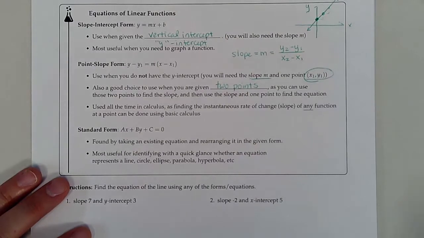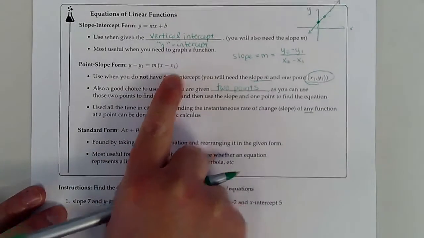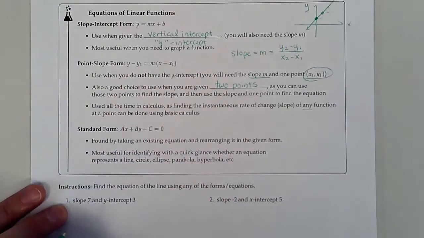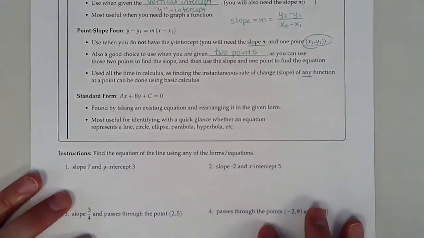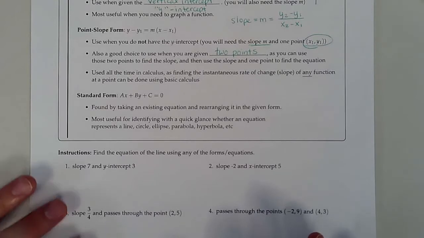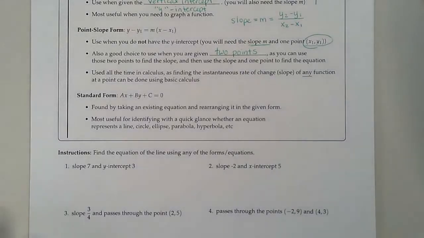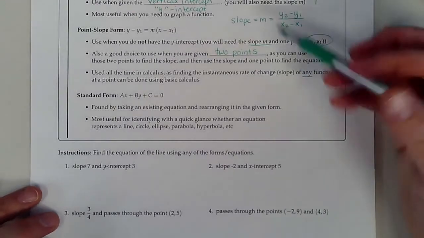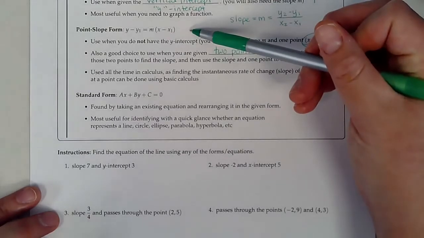So that'll give you the slope, and then you can pick either point to use and put that into the equation. And so that's where that x1 and y1 come from. That's the point you're plugging in. This one's used all the time in calculus for finding the instantaneous rate of change. So we were finding the average rate of change, just the overall difference between 2 points. But if you're looking for the exact change at a single moment in time, that's called the instantaneous rate of change. And that's done using the slope at that point, so with some basic calculus, and then this formula or form here.